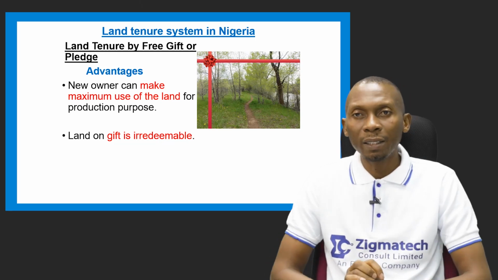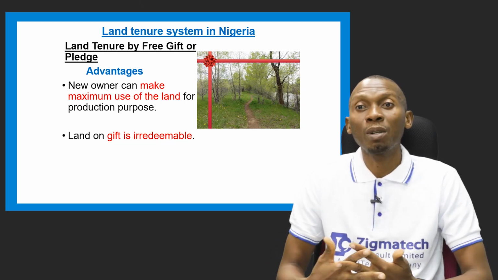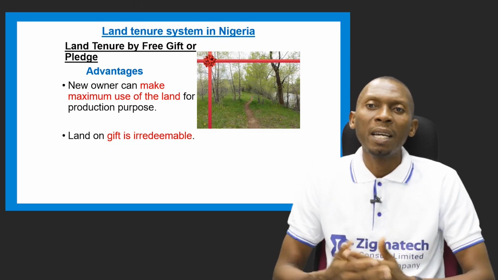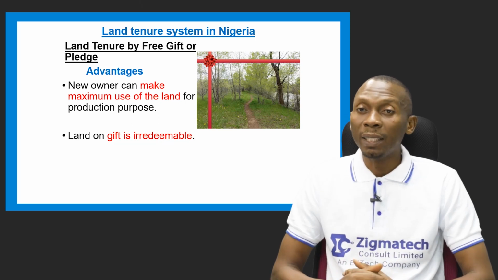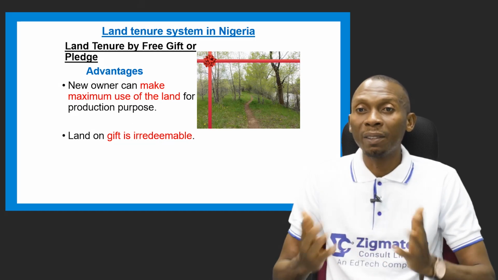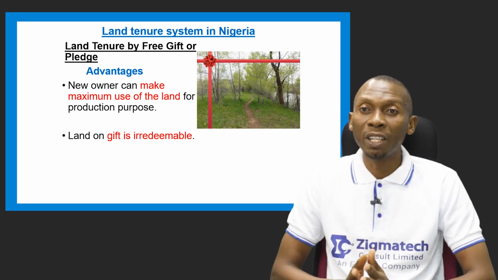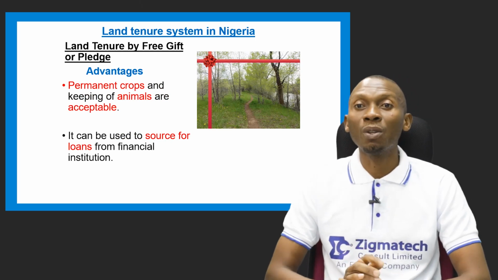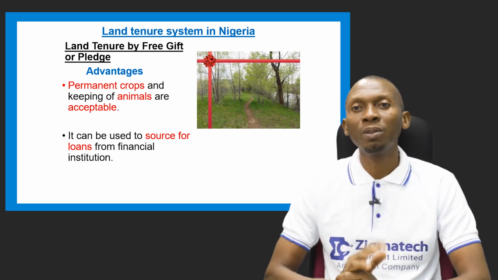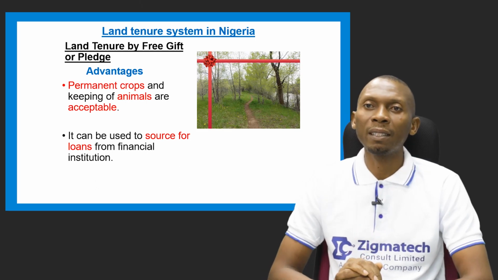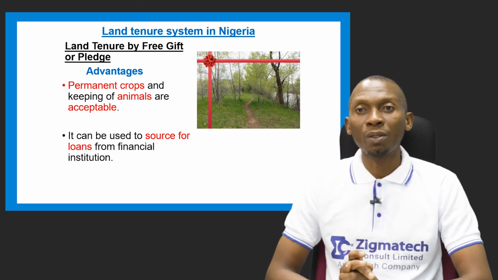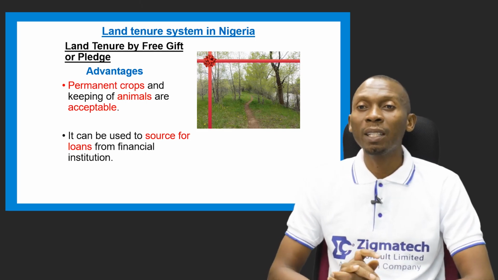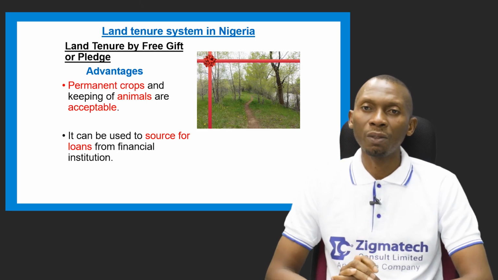So let's take a look at the advantages. The new owner can make maximum use of the land for whatever production purpose he decides to get involved in. And it's irredeemable. Once he has gotten it as a gift, the owner cannot take it back. So a gift is irredeemable. Permanent crops can also be grown in this type of land tenure system, and also animals too. Keeping of animals is allowed. Now it can also be used as a means of obtaining loans from financial institutions.